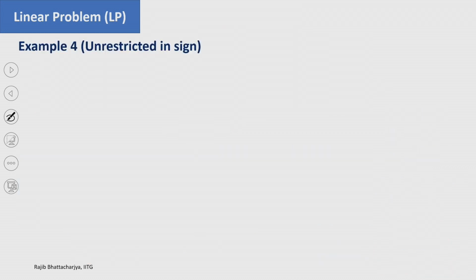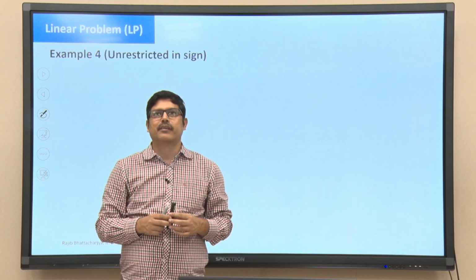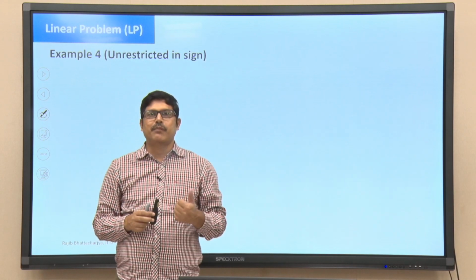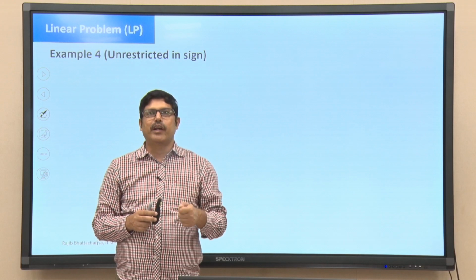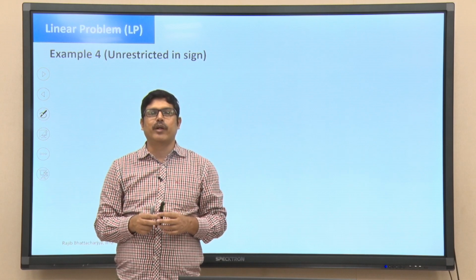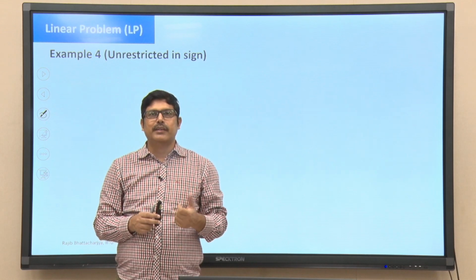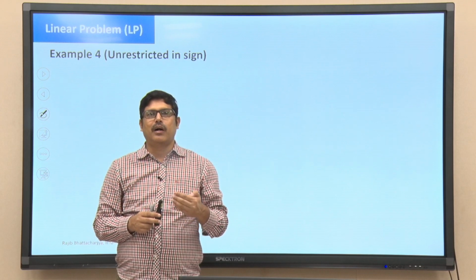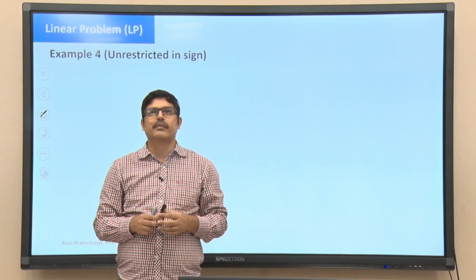Let us take another example problem, and the problem is a variable that is unrestricted in sign. So, in whatever problems we have discussed, all variables are positive. Okay. So, sometimes what may happen, the variable value may be negative, that means unrestricted in sign. So, it can take a negative value also. Okay. Let us see an example problem with a variable that is unrestricted in sign.